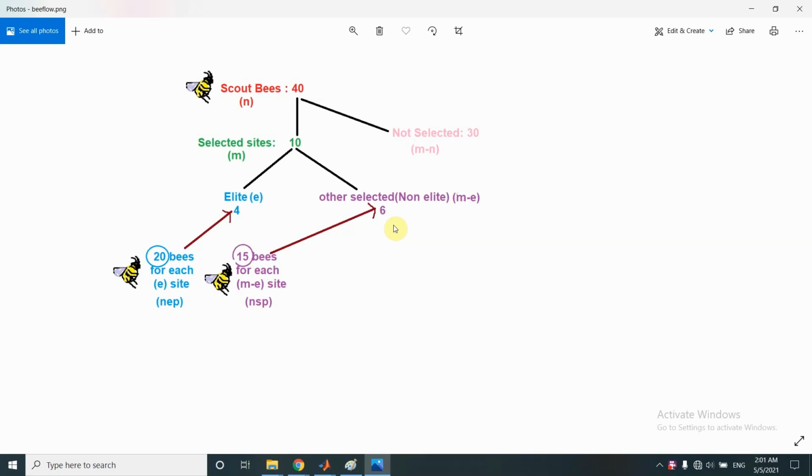And throughout the algorithm, as we proceed through the iterations, we will keep on finding the best 10 sites after every iteration and update the sites accordingly. So once selected, these elite and non-elite sites are not the same throughout the algorithm. We will continuously update them whenever we find a better site with a better cost. Now let us look at it in a little bit more detail.